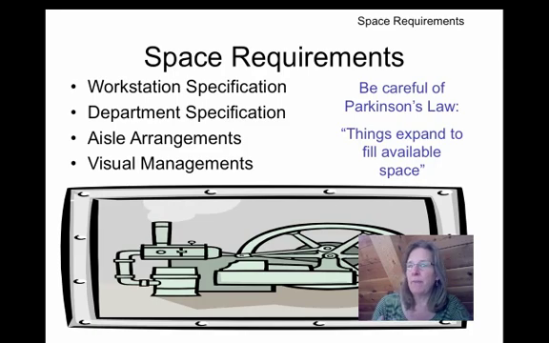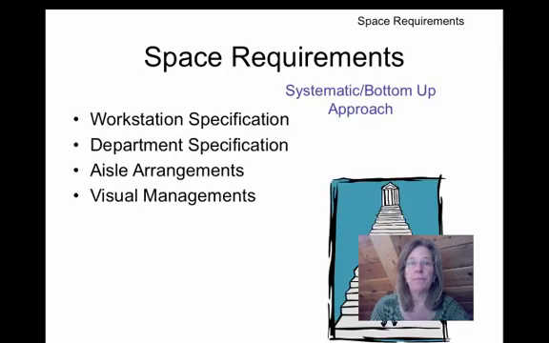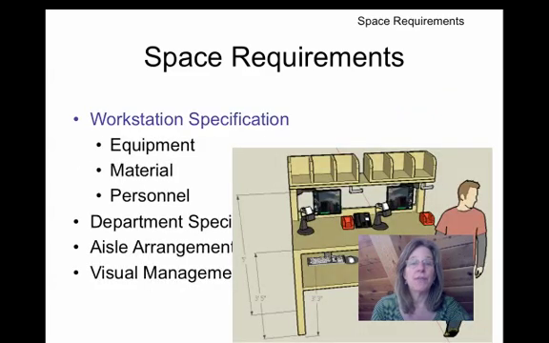Just be careful of a concept called Parkinson's law, that things expand to fill the space available. It's sort of like nature abhors a vacuum. So when you're doing space requirements, you need to be careful that you don't just look at what's there right now, because it probably has filled up the space available and not necessarily the space necessary. So we're going to look at the systematic bottom-up approach, where we look at the workstation specifications first.